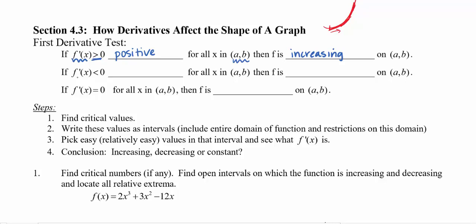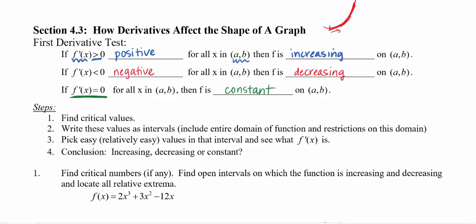And so on the flip side of that, if my first derivative is less than 0 or negative for all x in open interval a b, then we say that function is decreasing in that interval. Now, if when I find the derivative, that derivative is equal to 0, then we say that function is constant because it is actually neither increasing nor decreasing.